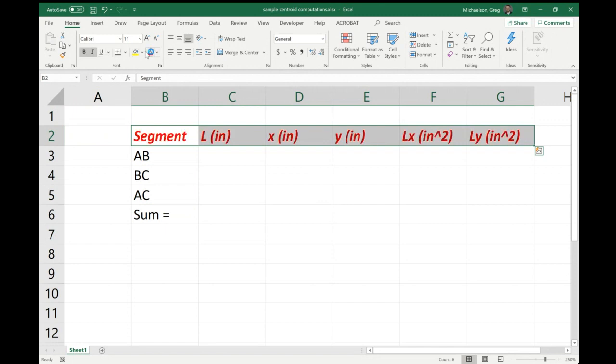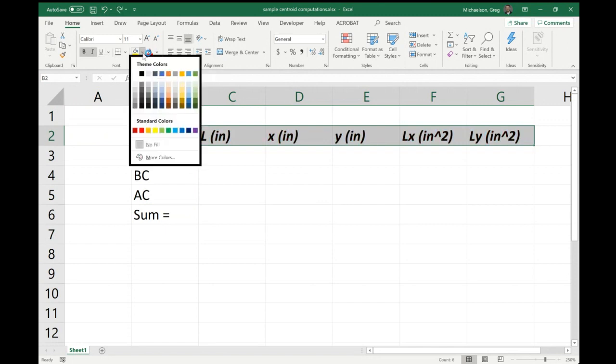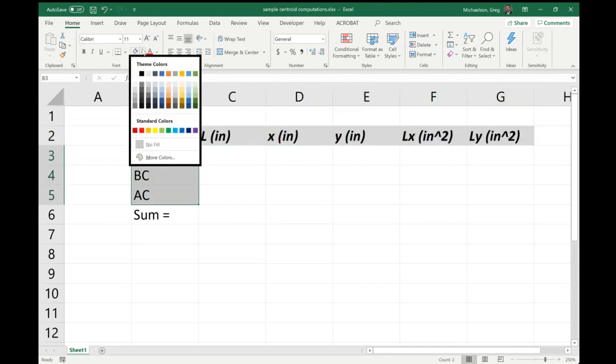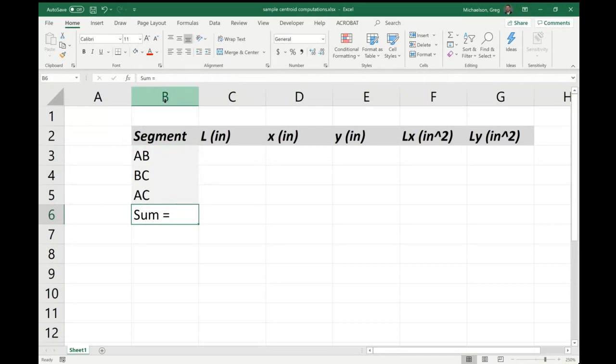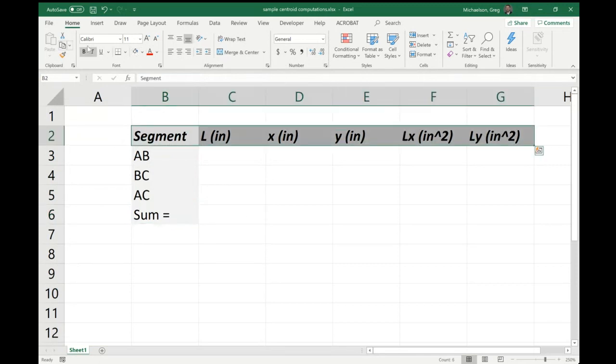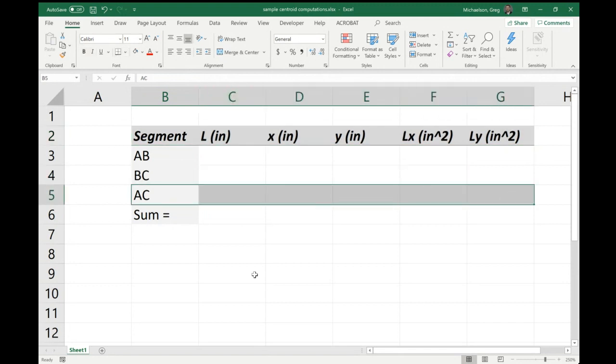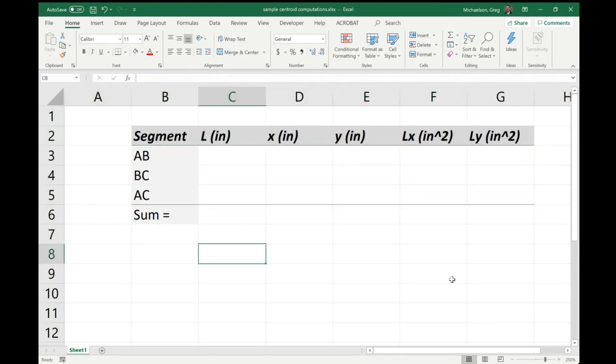So maybe what I'll do is change the colors up here so it's a little easier to see. You don't have to do this when you're doing the calculations yourself. I just think it's easier to see here on the screen. So this is just me prettying it up a little bit.